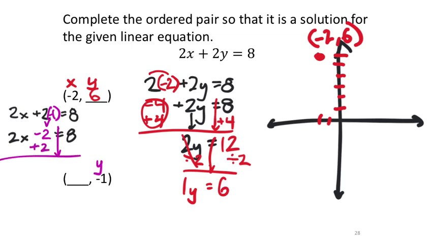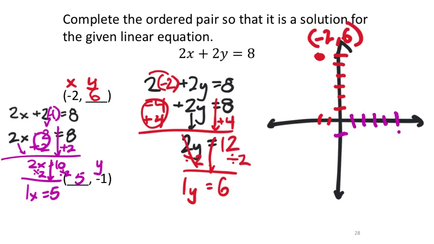I'm going to add 2 to both sides to zero that out, drop my 2x, which equals 10. And then the last thing I want here is a 1x. So I'm going to divide both sides by 2. And 10 divided by 2 is 5, which makes this ordered pair 5, -1. So that's x value 5: 1, 2, 3, 4, 5, and then a y value -1.